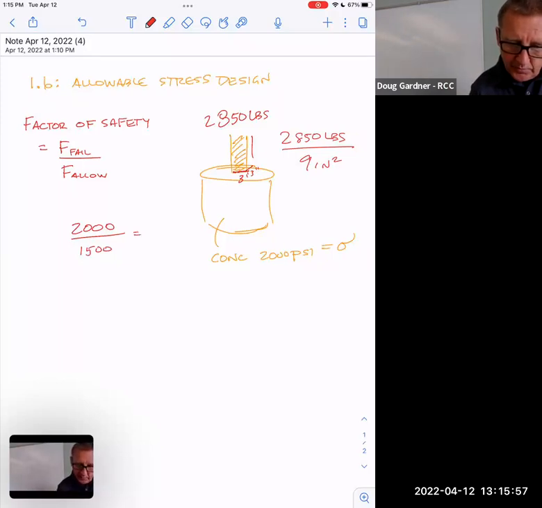Well, what is that? 4/3, 1.33, something like that. So in a sense, that would be like a 33% kind of increase in the factor of safety. So you don't have problems about that, but that's kind of the idea.